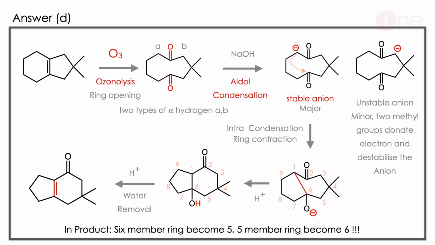The answer is D. Let us see how. The starting material is alkene. So if you do ozonolysis, what will happen? The ring will open, the dicarbonyls will form. So a dicarbonyl system is there.